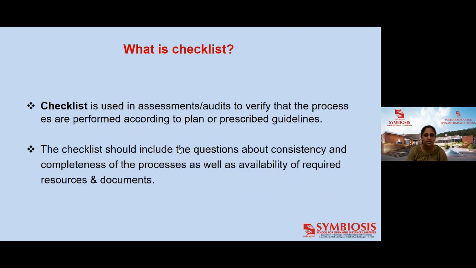You have to prepare the checklist in your learner handbook, and for that we have given the links of some checklists. You can search for other checklists also and prepare it accordingly. The checklist should include questions about consistency and completeness of the procedures, as well as availability of required resources and documents. As I said, the hospital should have 12 beds. If it is a written guideline and it is not followed, you have to write yes or no: yes if it is followed, no if not, and why. You have to write that down.